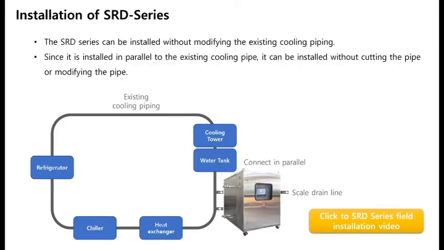I will explain the installation of SRD. SRD is connected in parallel to the existing cooling piping where various heat exchange equipment is installed. The SRD series can be installed without modifying the existing cooling piping. Since it is installed in parallel to the existing cooling pipe, it can be installed without cutting the pipe or modifying the pipe.